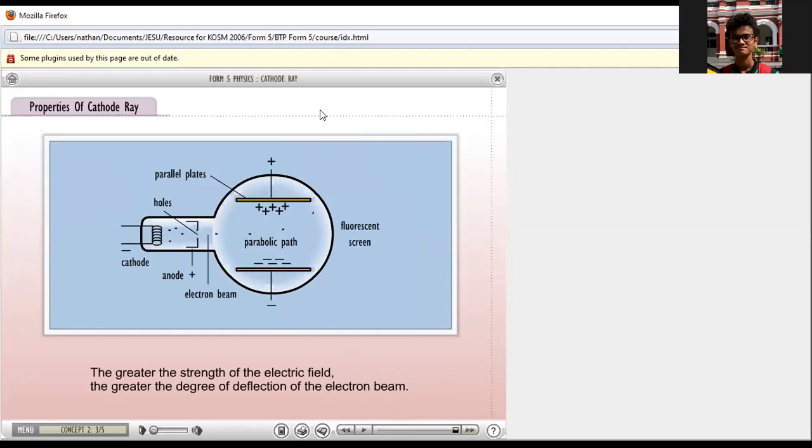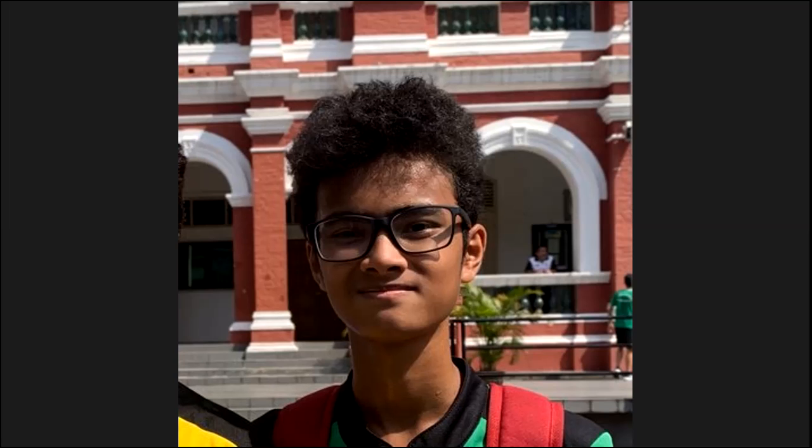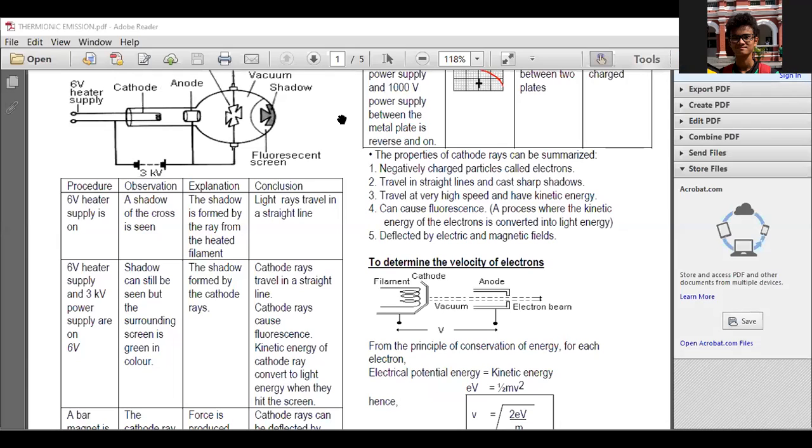So from there we can get the properties of cathode ray. Now these are the important properties of cathode ray. First, it is a negatively charged particle, which we call electron, and it travels in a straight line. It also casts a sharp shadow if there is an object.